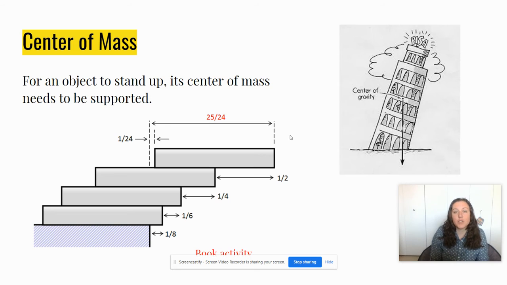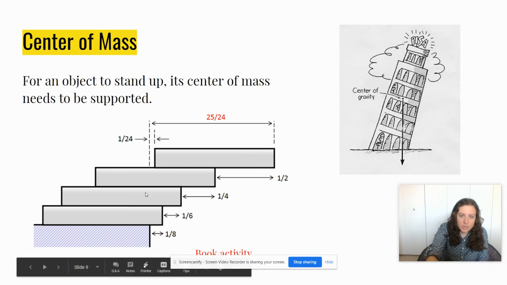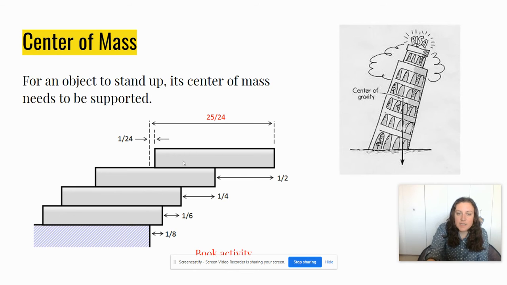Now we move on to angular kinematics. This is what we did right after momentum. For an object to stand up, its center of mass needs to be supported. So the books, you guys remember walking in and that book was all the way over? It's because this center of mass is right in the middle, so it's supported by this book.